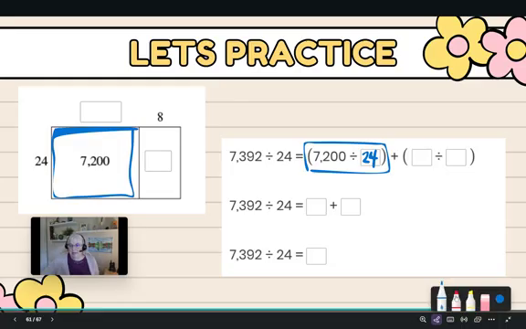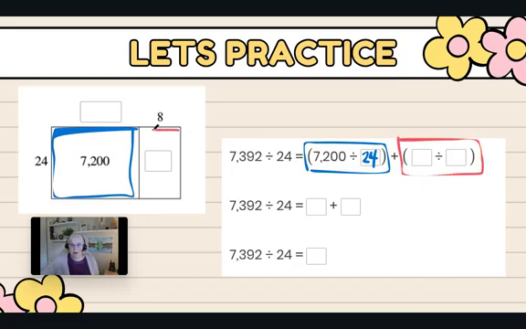Then our other section here, let me change colors. I'll make it red. This section right here represents this part of our area model. And it's also going to be divided by 24. But we don't know what this part is, right? Well, we can find that out by subtracting. 7,392 minus what's in the blue box will tell us what's in that red box.